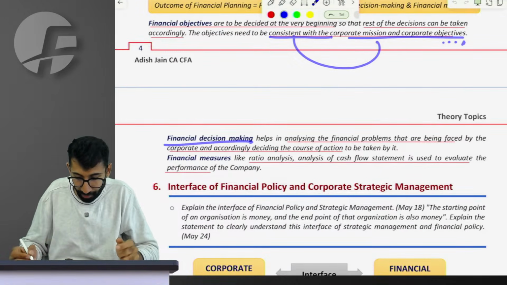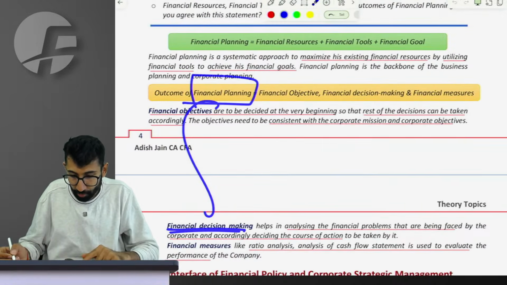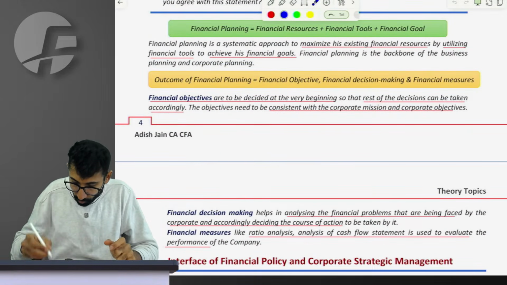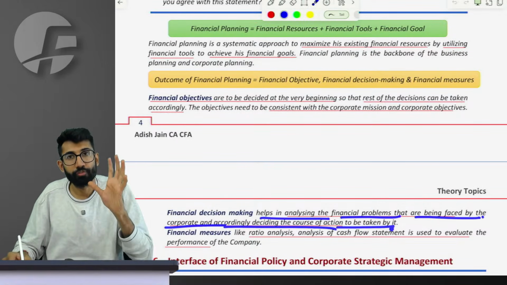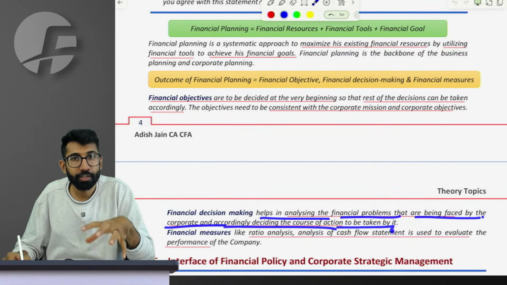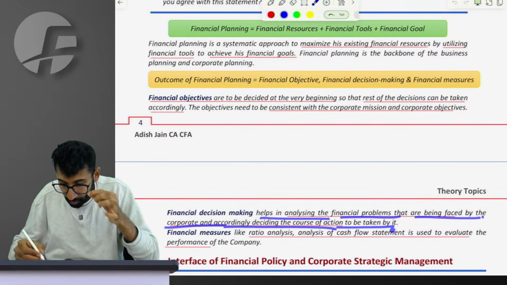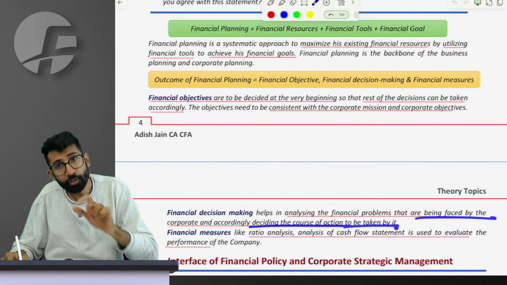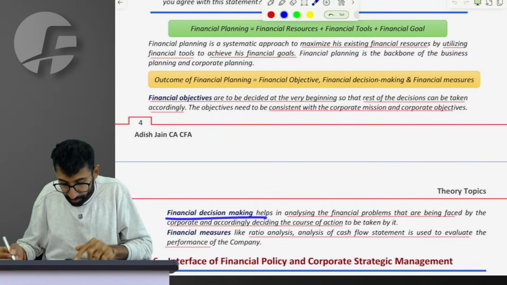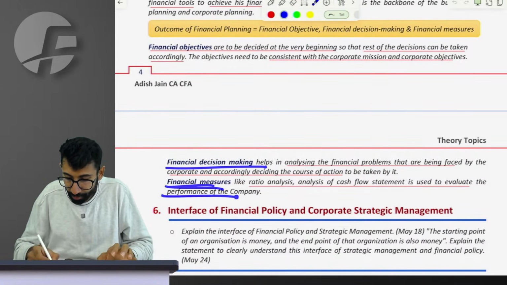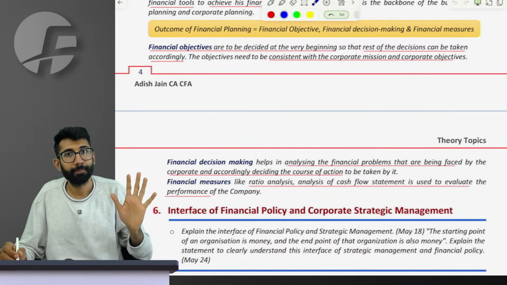Fine. Financial decision making. With the help of financial planning, you are able to do financial decision making actually. It helps in analyzing the financial problems that are being faced by the entity and deciding the course of action. What is the problem? Limited resources are the problem, with multiple opportunities to invest. Right? This is the problem. So you take a decision on the course of action, like how do you deal with this problem, which is financial decision making. Financial measure is the ability to measure the performance using ratio analysis, financial statement analysis, etc.